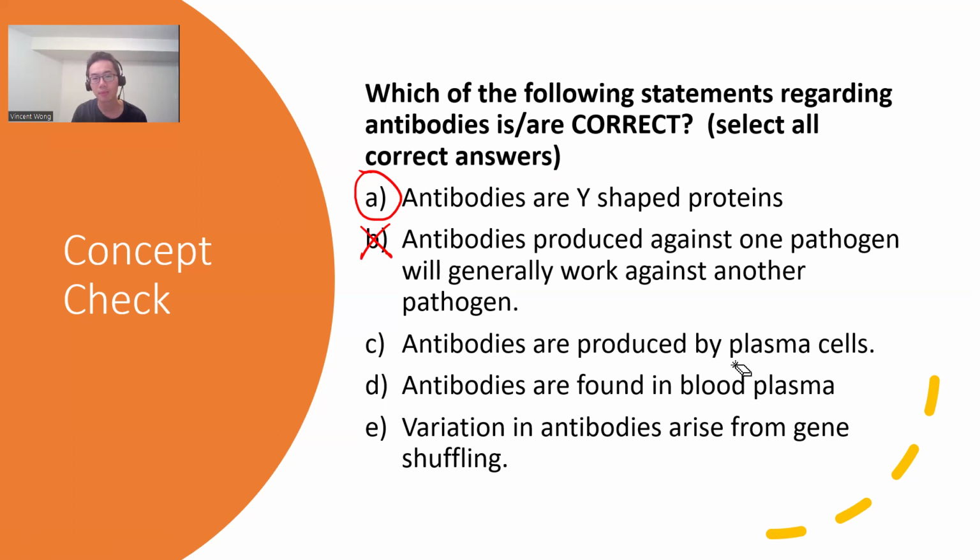Antibodies are produced by plasma cells. That's true. I'll tell you about plasma cells in a bit. Antibodies are found in blood plasma. That's also true. We learned that last week. Variation in antibodies arises from gene shuffling. That is also true. And I will tell you more about gene shuffling in a bit. Okay. So, some of the answers we haven't talked about, like C and E, but at least you should know A and D, right? But hopefully after the note, it will make more sense to you. Okay. That's all.